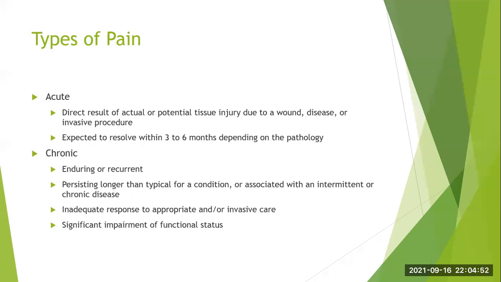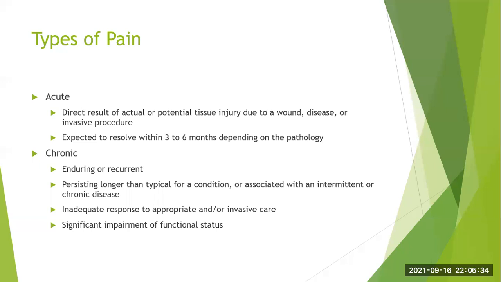Chronic pain is enduring or recurrent pain. It persists longer than typical for a condition, and it could be associated with an intermittent or chronic disease. Sometimes chronic pain results from an inadequate response to appropriate and/or invasive care. So that could be like your endogenous opioid system not working. That's your inadequate response. Chronic pain can significantly impair functional status. So chronic pain can be something that really kind of ruins your life. We don't want to get to that point.